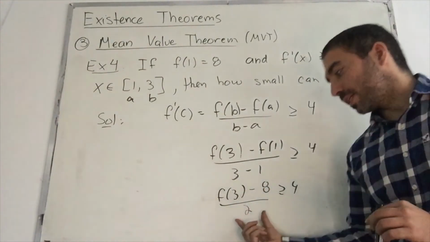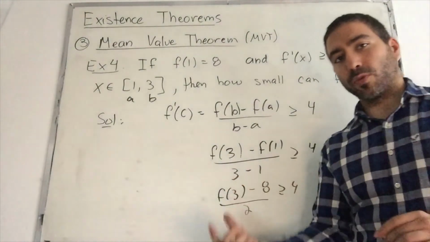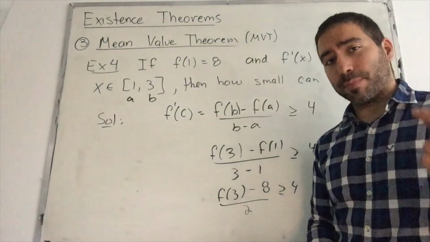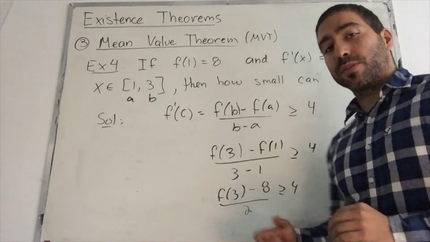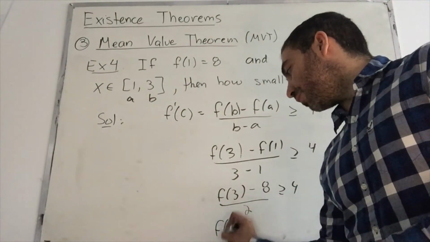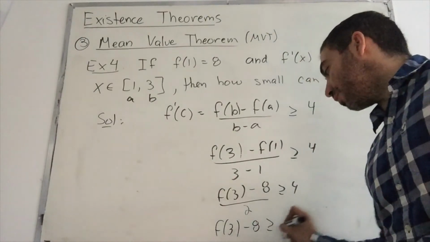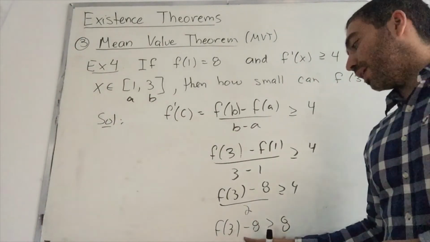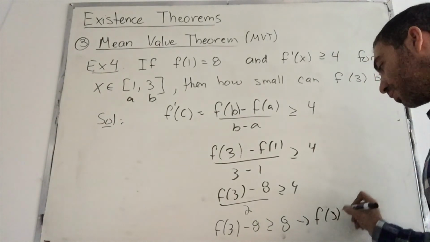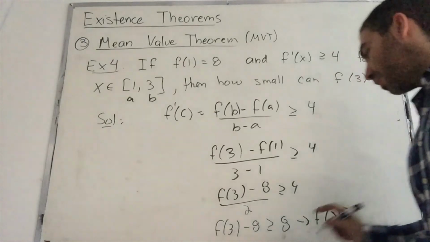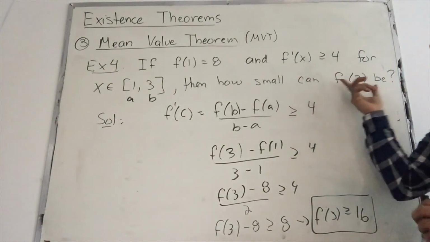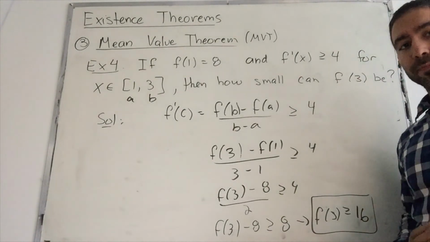At this stage, we're going to multiply both sides by 2. Since we're multiplying by a positive value, it doesn't affect the inequality sign. Remember, if you're multiplying or dividing by a negative value, your inequality sign flips. So be careful for that. We get f of 3 minus 8 has to be greater than or equal to 8. And then we add 8 on both sides, giving us f of 3 has to be greater than or equal to 16. So the smallest value of f of 3 would be 16, and we're done.